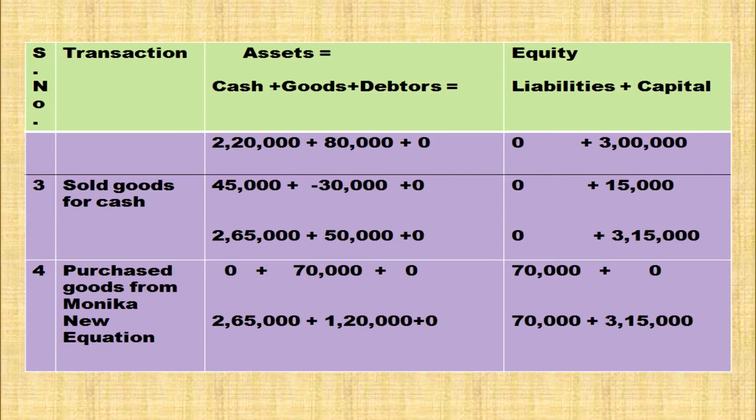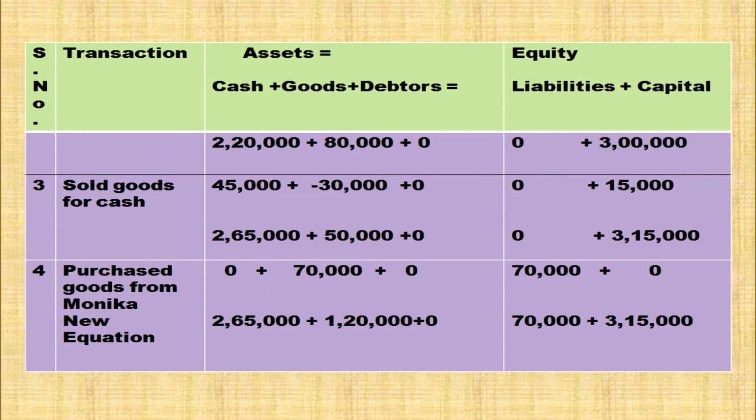So capital will be increased by 15,000, that is, 3 lakh plus 15,000, that is 3,15,000 capital. Cash 2,20,000 plus 45,000. So in the new accounting equation, cash of 2,65,000 plus 50,000 goods equals capital 3,15,000. So on both sides the total is 3,15,000, the accounting equation is satisfied.